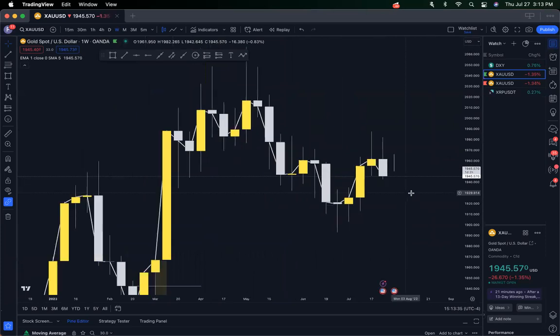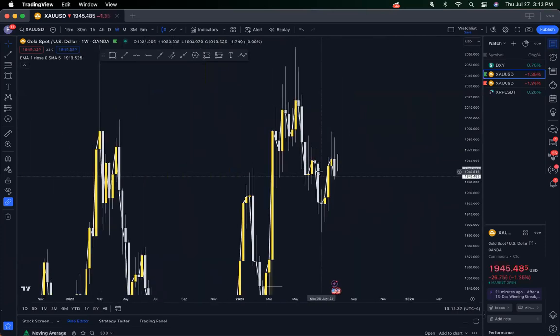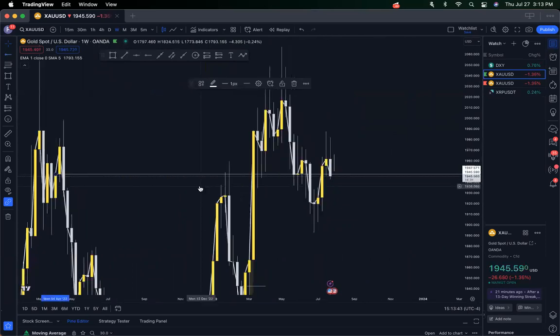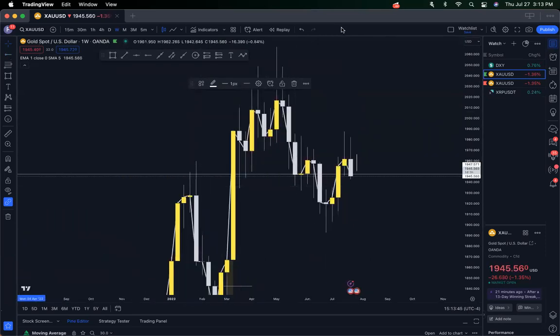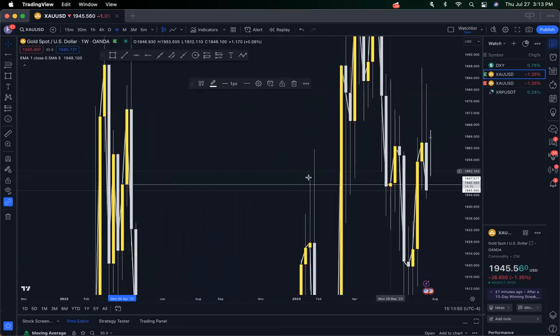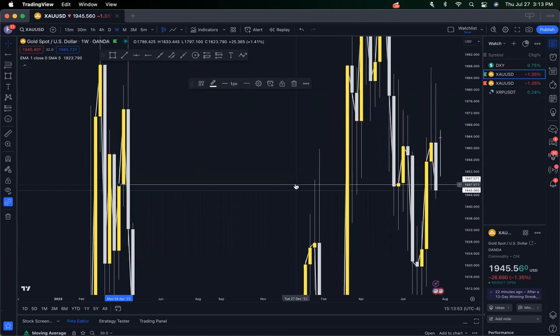Let's look at the level here. Can you combine 4 hours to 1 hour and 1 hour to 15 minutes, all three? Absolutely. 100%.